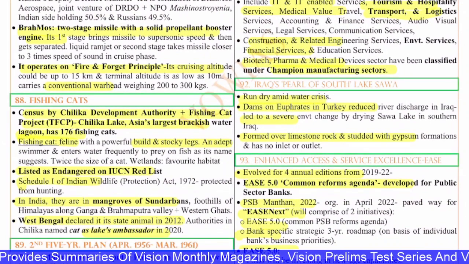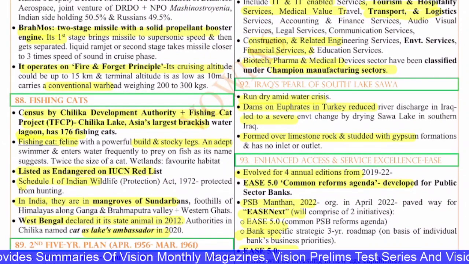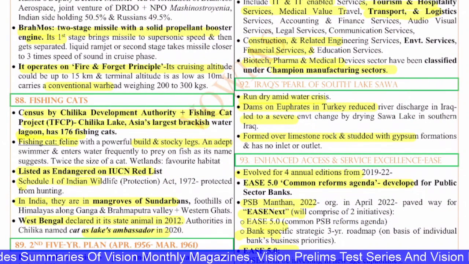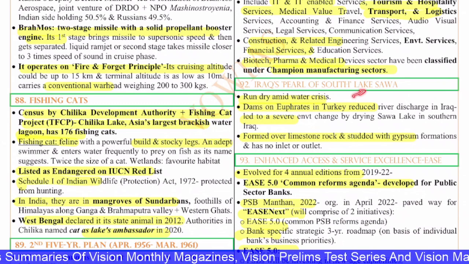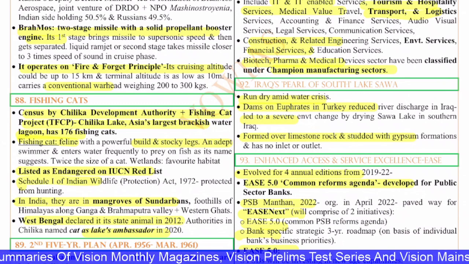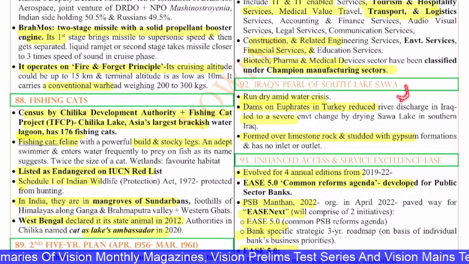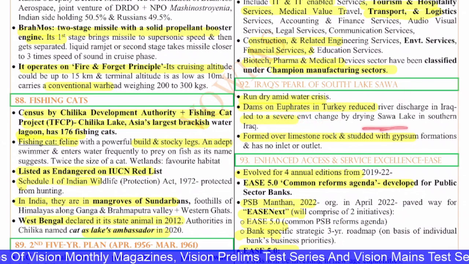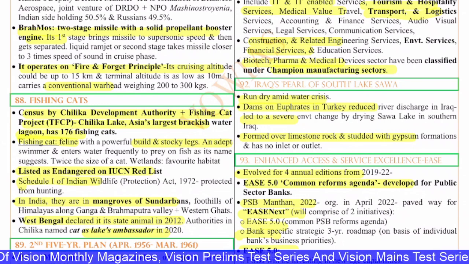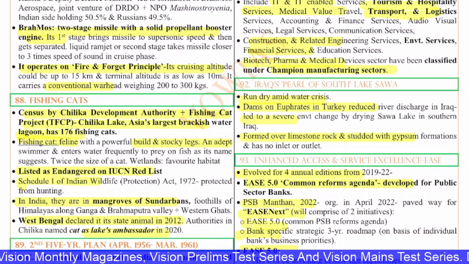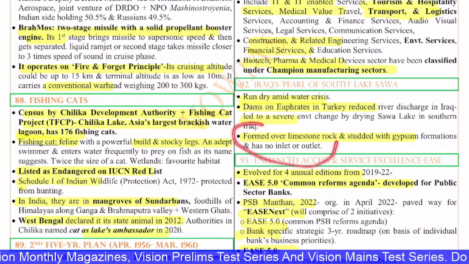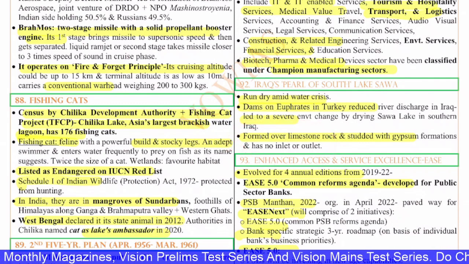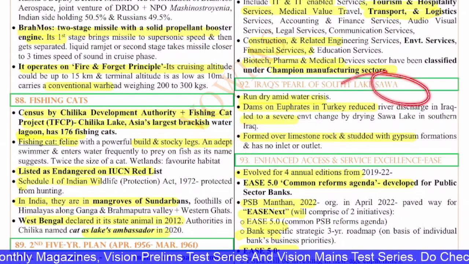Next, the 92nd question is on Iraq's Pearl of the South, Lake Sawa. It has run dry amid the water crisis. The dams on the Euphrates in Turkey reduced the water discharge in Iraq, which led to severe environmental change by drying the Sawa Lake in southern Iraq. It is formed over limestone rock and studded with gypsum formations and has no inlet or outlet. So remember, Sawa Lake is in Iraq.